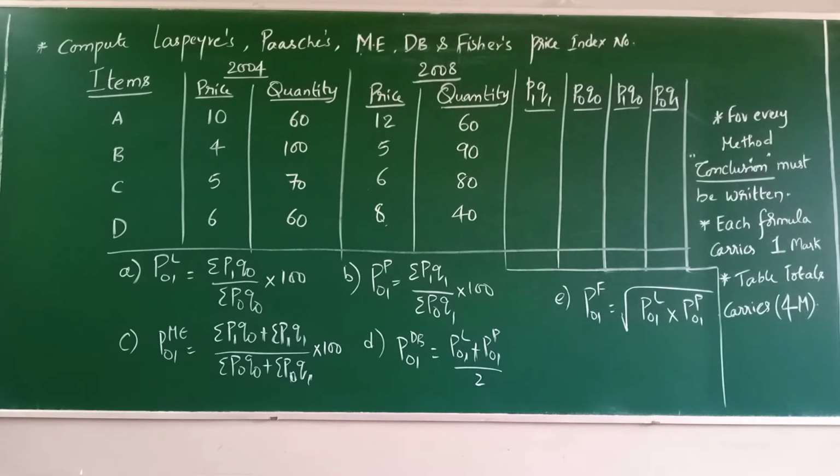Then coming to 2008, again price and quantity. As we mentioned, 2008 is the current year. So what are the notations under 2008? Price would be P1 and quantity would be Q1. So first and foremost, take down the notations: what is P0 Q0 and what is P1 Q1.